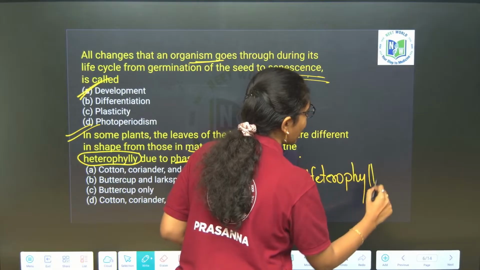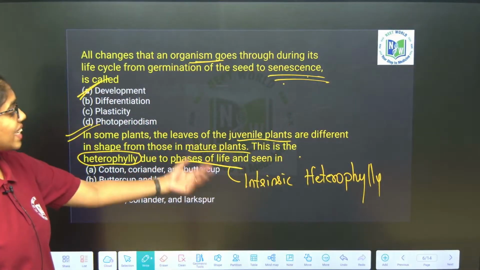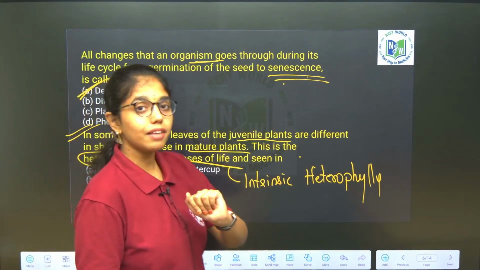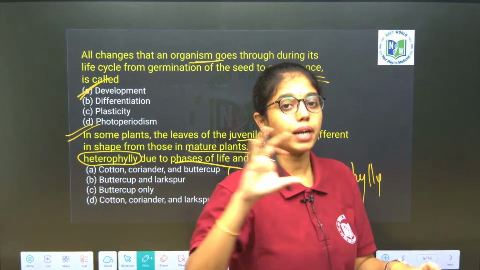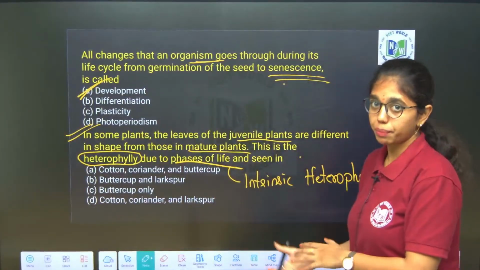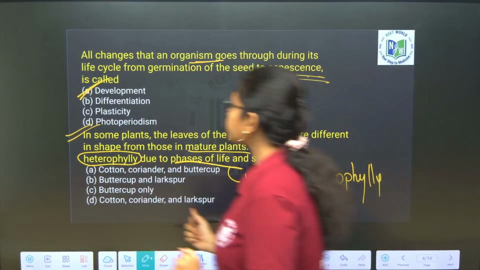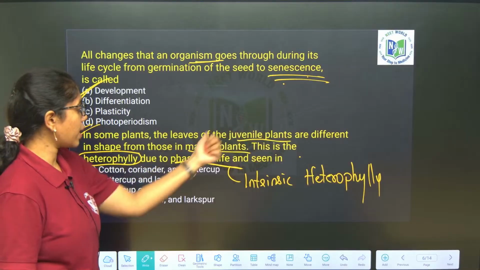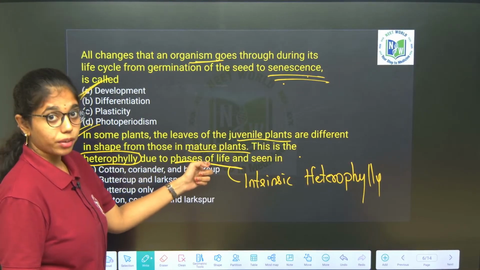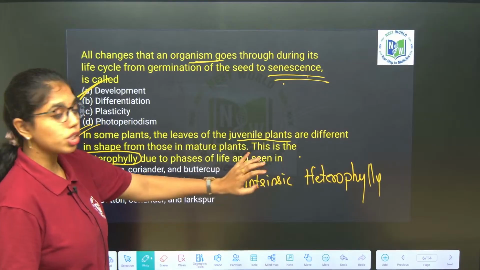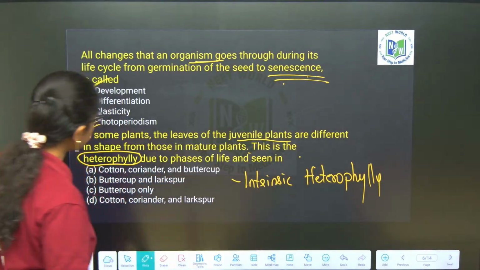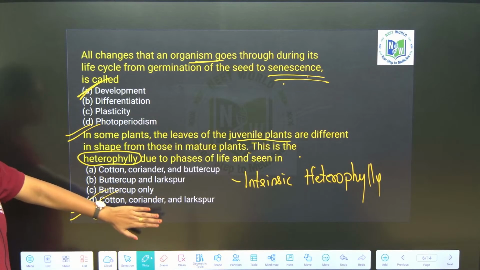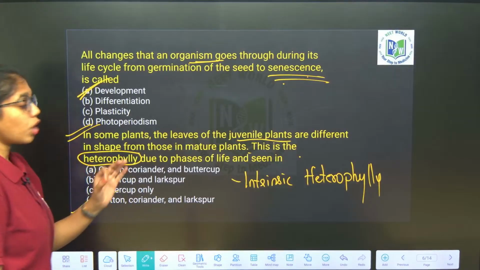Heterophily is one example of plasticity. This is intrinsic heterophily that happens within the plant. Two different shapes of leaves are observed, one in the juvenile phase and one in the mature phase. So what are the examples which show different leaf structure in juvenile and mature phase with respect to phases of the plant's life? The right options will be cotton, coriander and larkspur. These are the examples which show intrinsic heterophily, not buttercup.